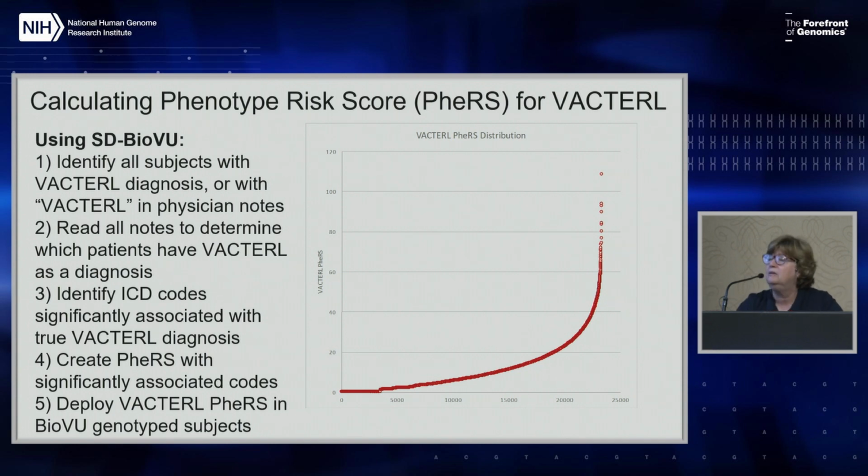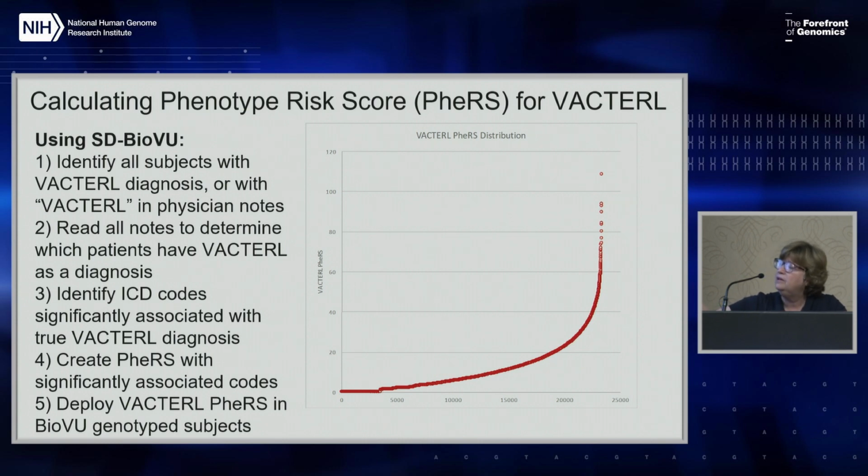then a postdoc went through and read all of the physician notes to determine which of the subjects had truly been diagnosed with VACTERL, and the others for whom it might have been a rule-out diagnosis. So we identified all of the gold standard VACTERL cases that it was possible to find, and then identified the codes significantly associated with the true VACTERL diagnoses, and those codes were then used to create a phenome risk score. So significantly associated codes were included.